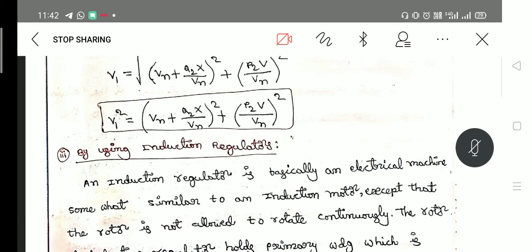Induction voltage regulators were used previously, but nowadays we are not using induction type regulators. In place of induction regulators, we are using tap changing transformers nowadays.